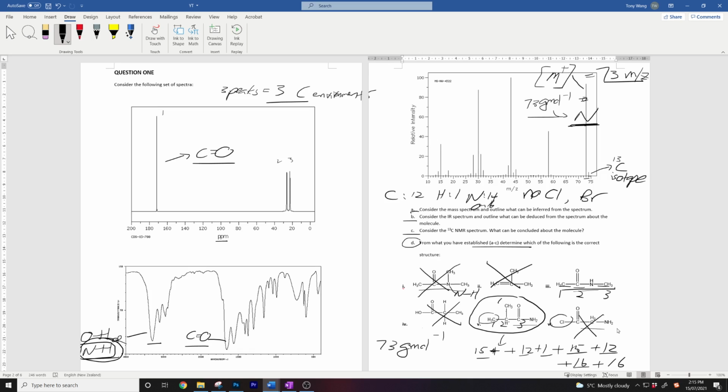Okay, so this is looking a bit too heavy. So why don't we look at this one? If we look at that one, that's 15 plus 12 plus 16 plus 14 plus 1 plus 15. So this is 27, this is 30, so 57. 57 plus 16 is 73. Okay, so this is the correct molecule.